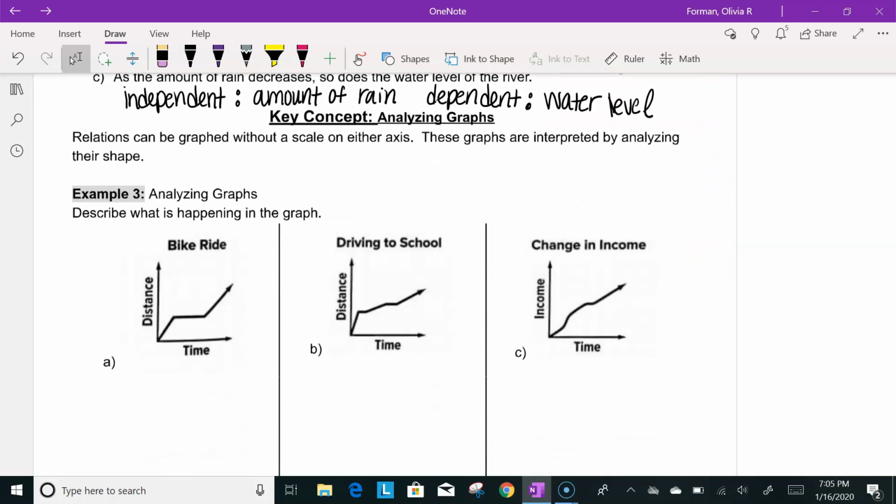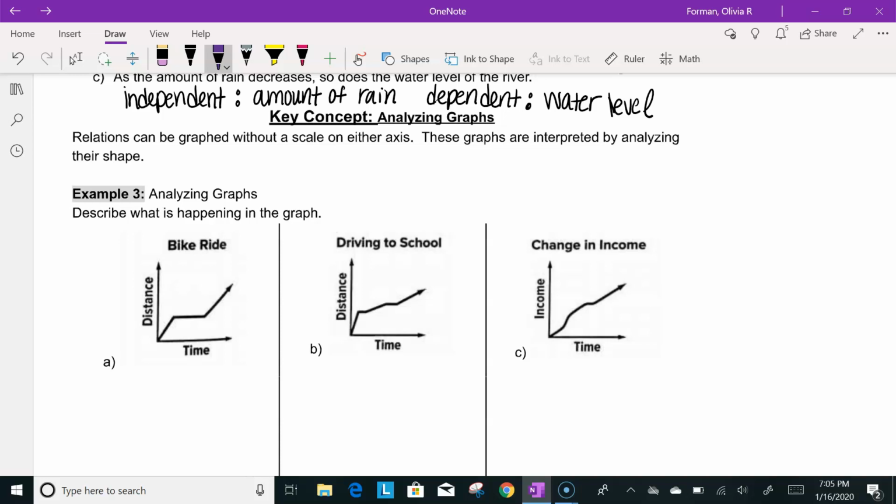Okay, these ones down here, they're kind of cool. It says relations can be graphed without a scale on either axis. These graphs are interpreted by analyzing their shape. So I wish I could have been here because we could have discussed these a little more. If you want to look through these graphs, you can think on your own what you think is going on in these graphs. After I go through what I wrote, feel free to do that because it is open to interpretation.